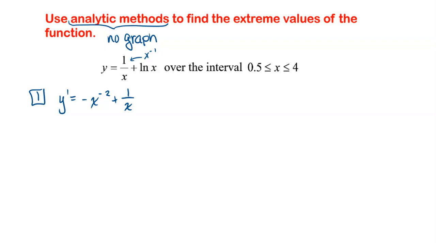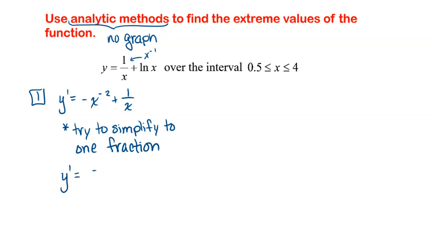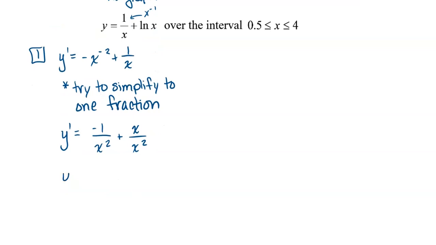Step 2 will always be easier if you have just one big fraction. So just a note here, we want to try to simplify until we have just one big fraction. So I'm going to rewrite this as -1 over x squared. And then I'm going to get a common denominator. So instead of 1 over x, I'm going to write x over x squared. So now my derivative can be -1 plus x over x squared.